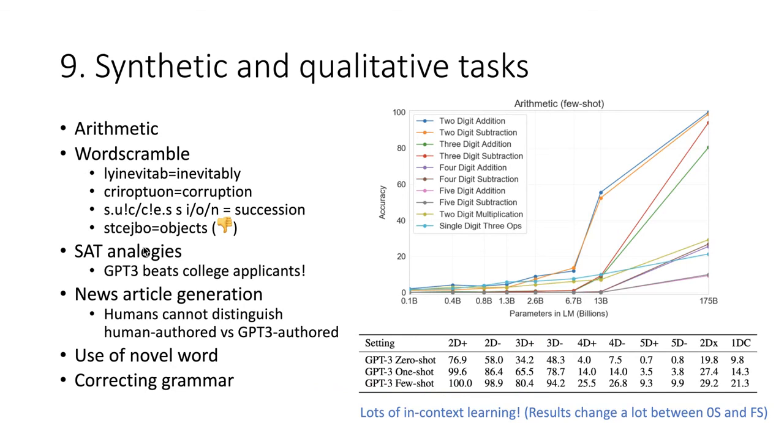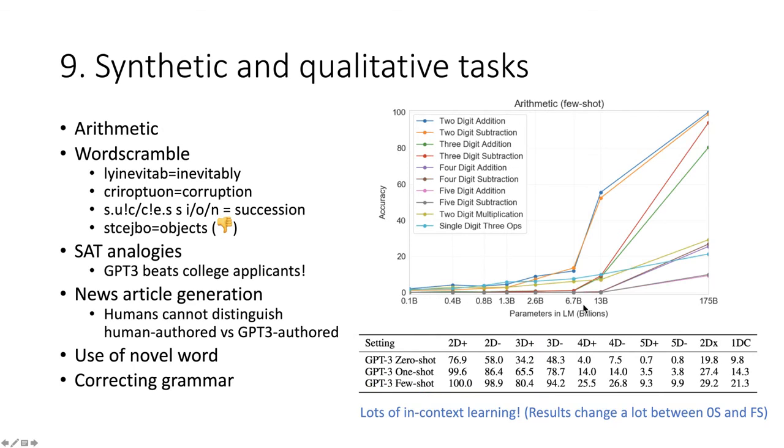The synthetic and qualitative tasks. These are tasks that they made up for the purposes of this paper. For instance, they had arithmetic tasks where they just ask what's 1 plus 2 or what's 23 plus 46. So they have two-digit addition, subtraction, 3 digits, 4 digits, 5 digits, getting more and more complicated. At first it's really bad for really small models, but the final GPT-3 is doing amazing at, for instance, 2-digit addition and subtraction, where it's basically always correct.